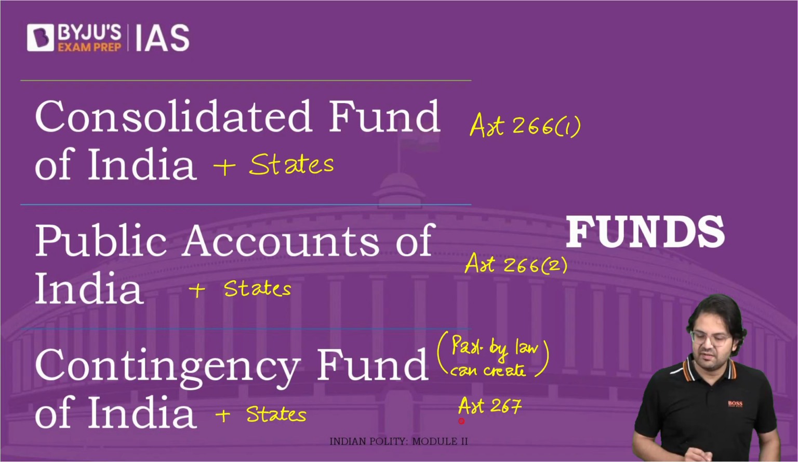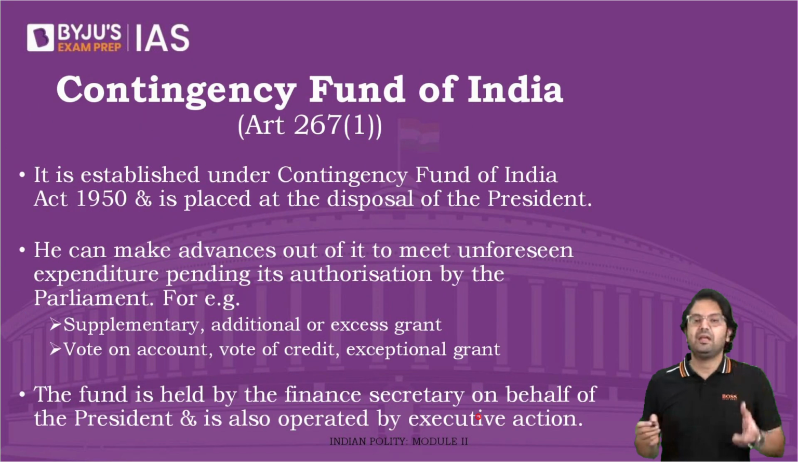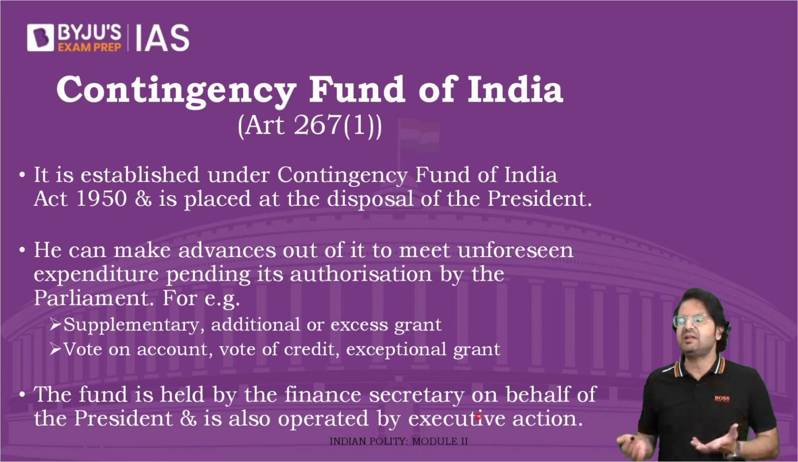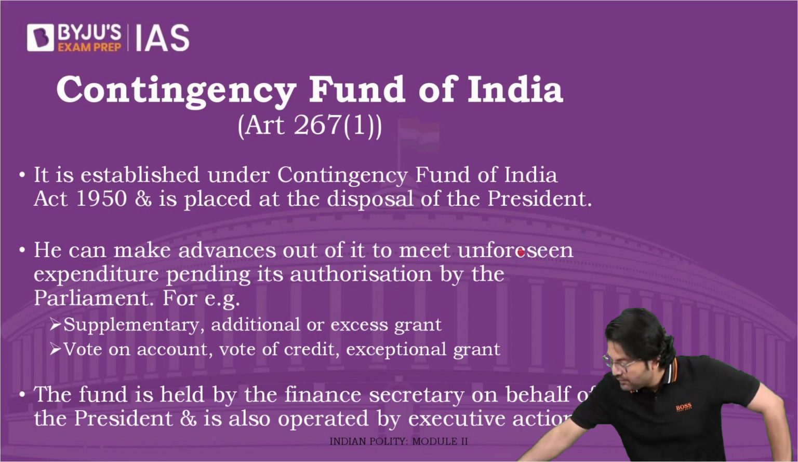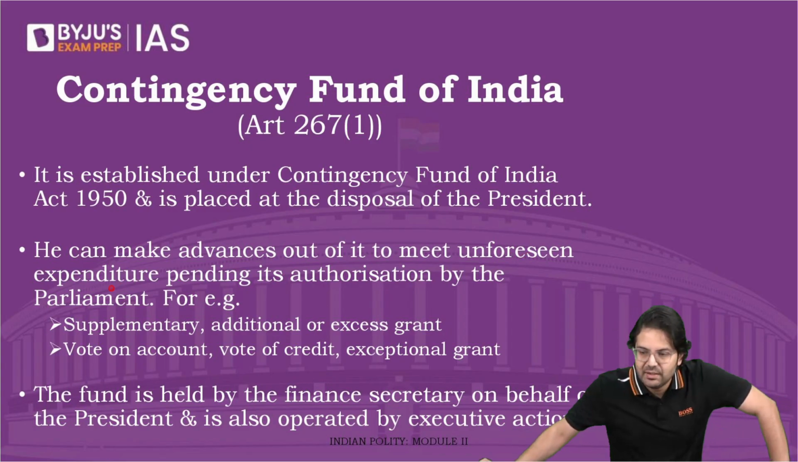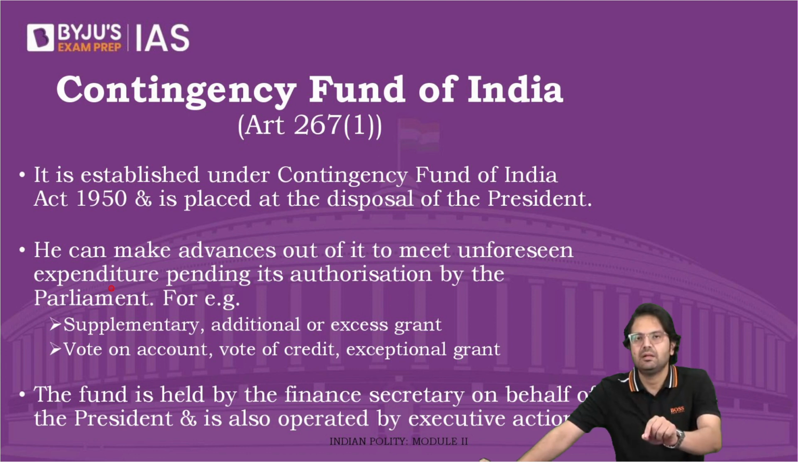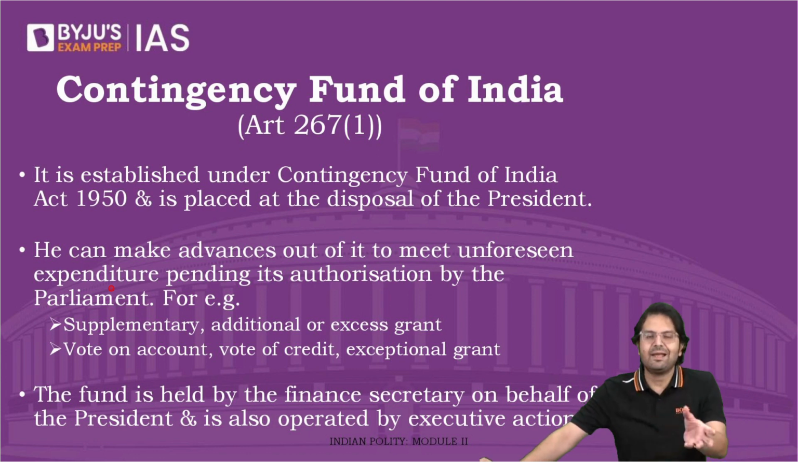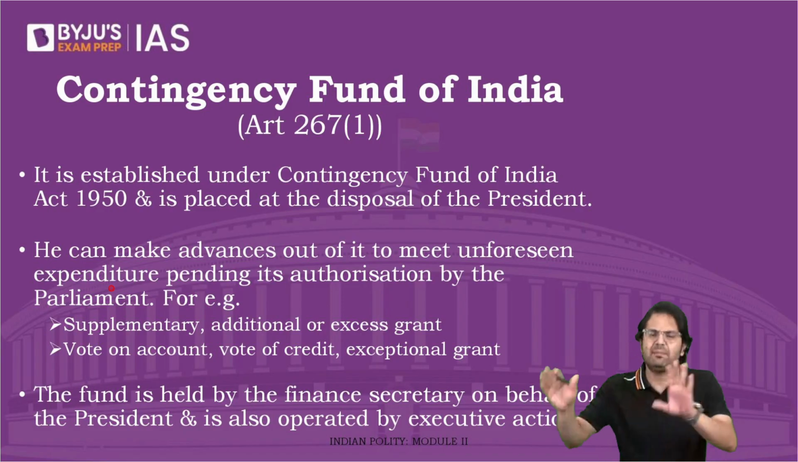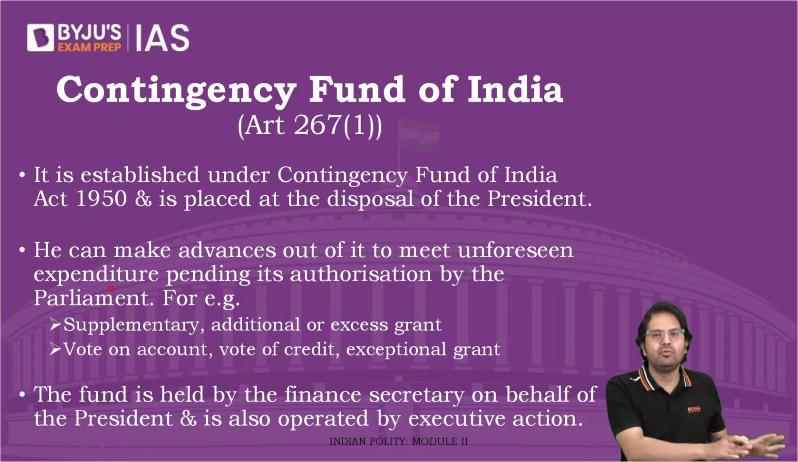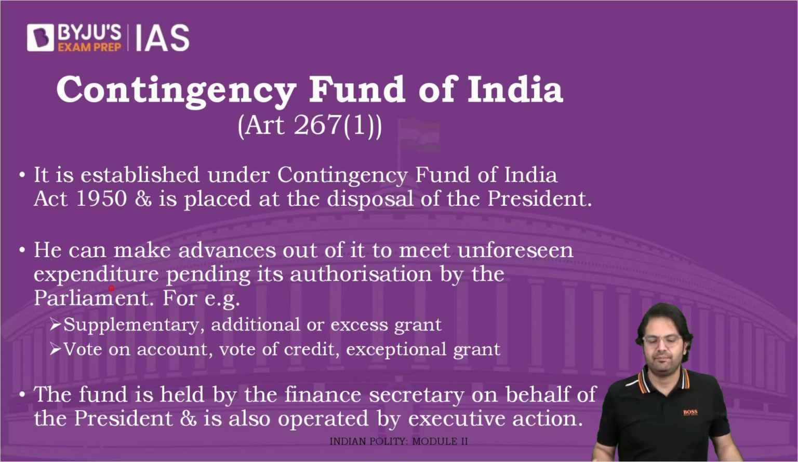Okay. So what is this contingency fund? At any point of time, if the government wants to spend money urgently to meet unforeseen expenditure, something you cannot plan for, maybe a war, maybe some pandemic, maybe some natural calamity, and I want to spend money right now, immediately. From where do I spend money? I will take out money from contingency fund. The advantage here is that I can take out money right now, and after I spend the money, later on I can get the approval from the Parliament.